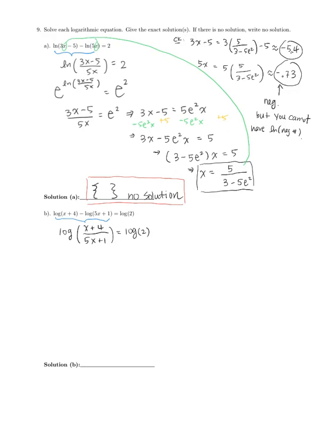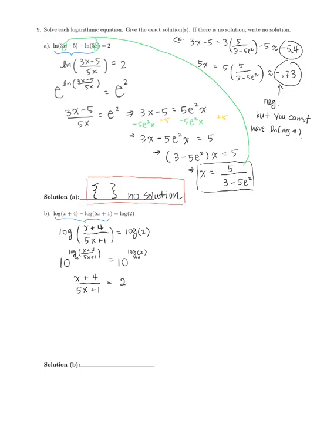So what we need to do is raise both sides by 10, or compose with 10 to the x. So if I go 10 to the log of x plus 4 over 5x plus 1 is 10 to the log of 2. Let me just write a little 10 so that you can see what I'm doing. So here what we're going to get is x plus 4 over 5x plus 1 equals 2.